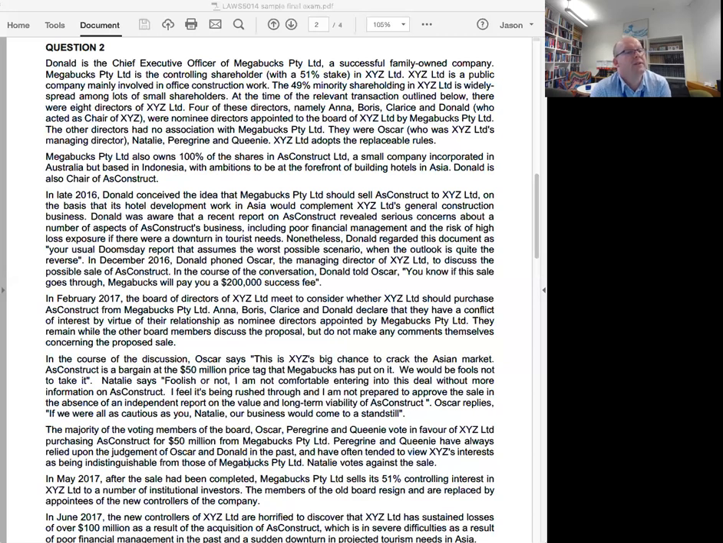Donald, who we know is the CEO of Megabucks, is also the chair of AsConstruct. And what you should be thinking here is, this sounds a little bit like PBS and Wheeler. So we've got overlapping directorships, a 3-way company, and I should just note, I haven't written any of these questions. This is a former exam, but the person who wrote this exam, I think, is basing it roughly on the facts in PBS and Wheeler.